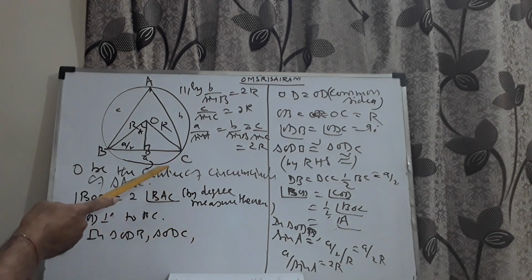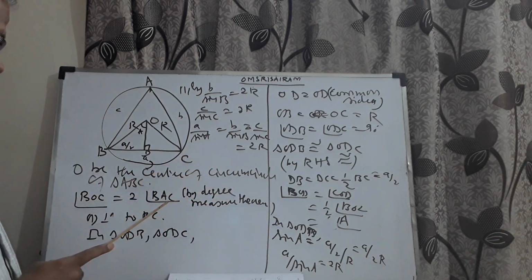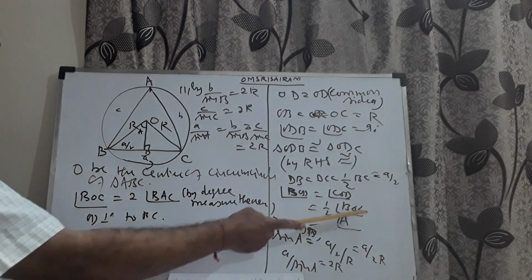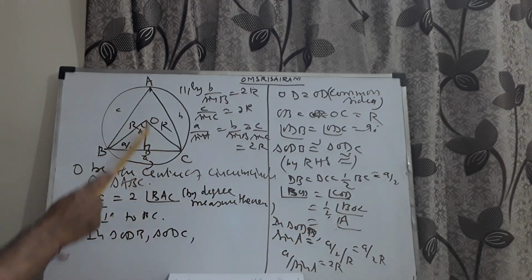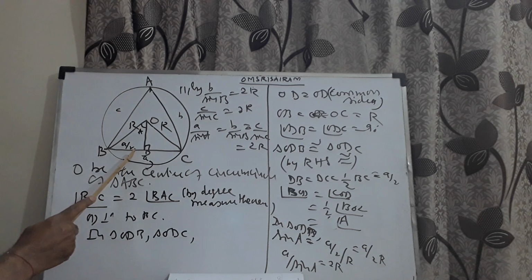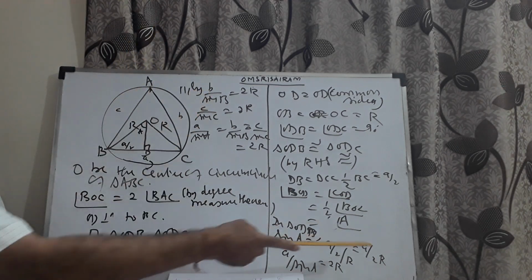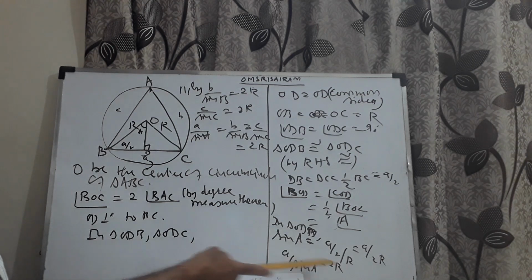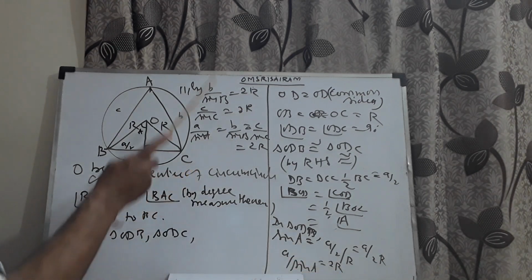Now I need to say half of angle BOC. Angle BOC is twice angle A. Therefore, half of twice will give you angle A. Now in this triangle, if I apply sine A, opposite side by hypotenuse, it is a by 2 capital R. Therefore, bringing sine A down, a by sine A is equal to 2R.